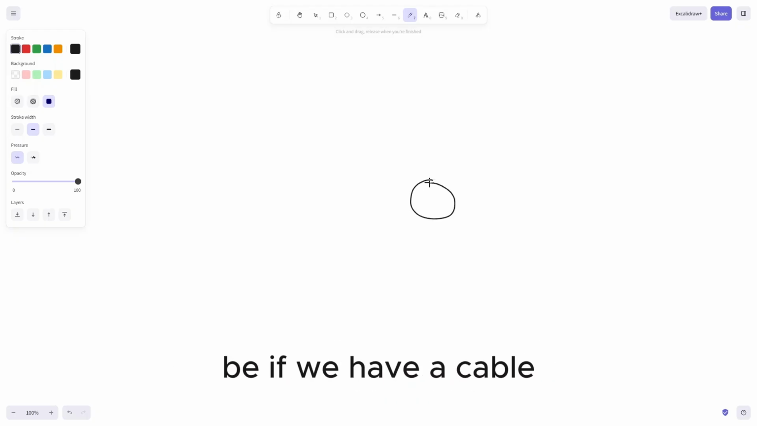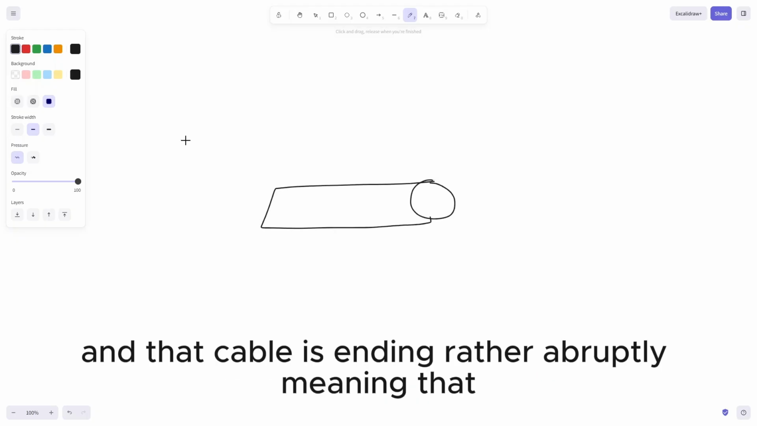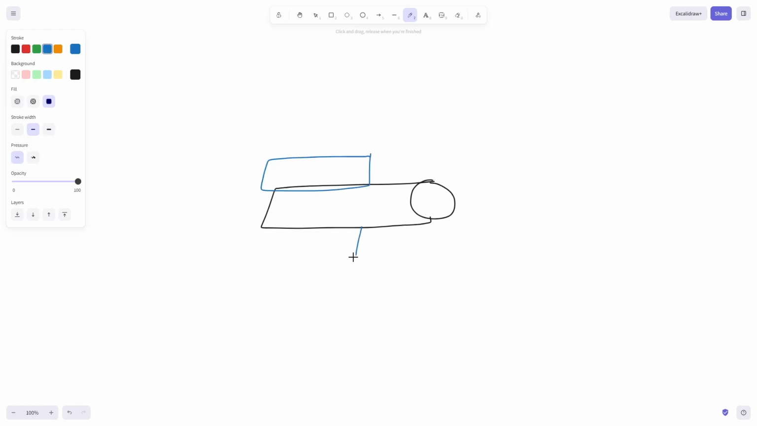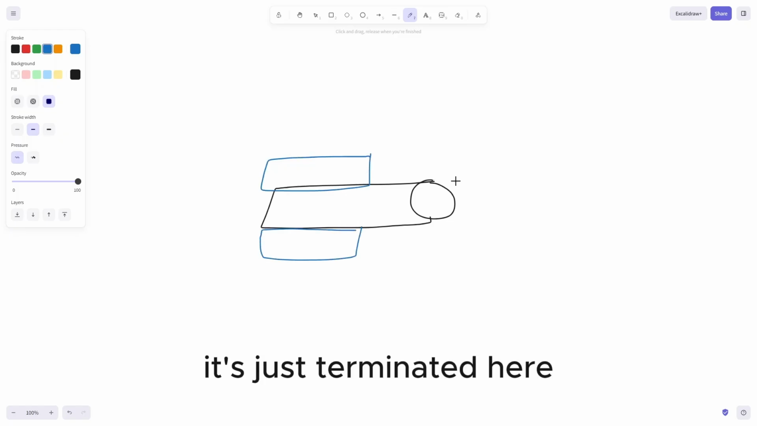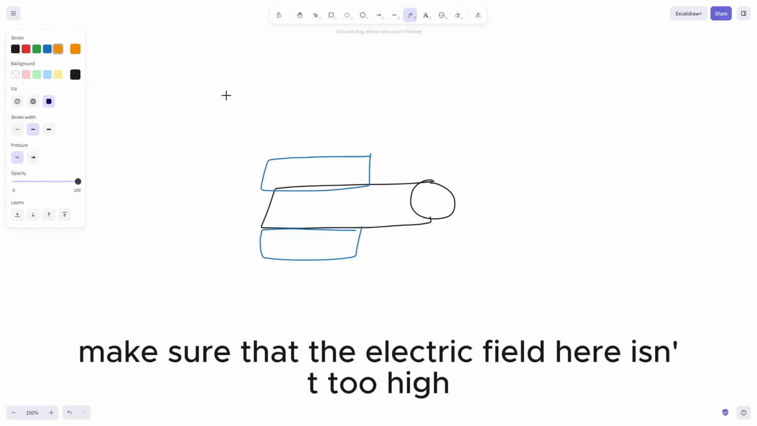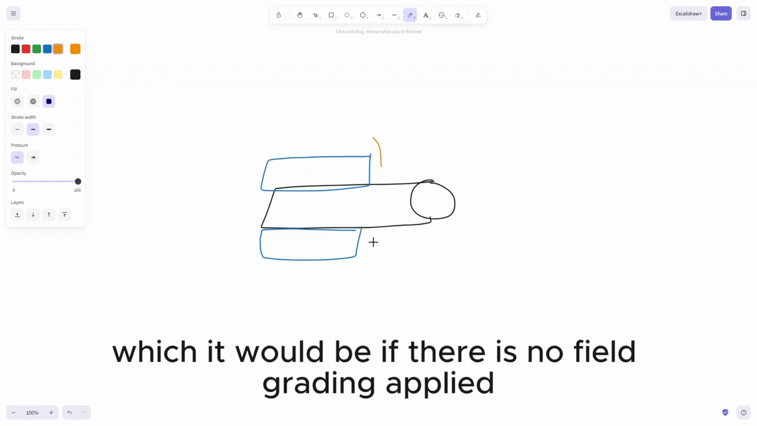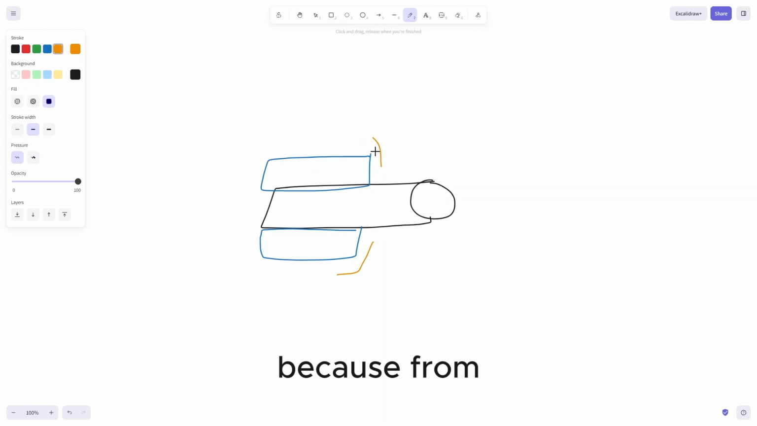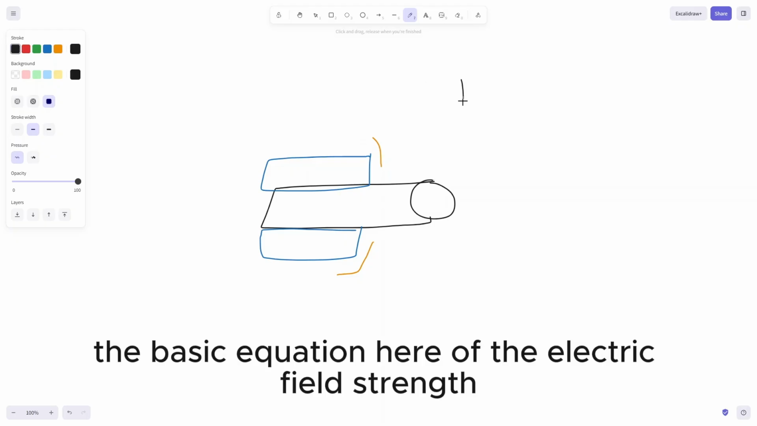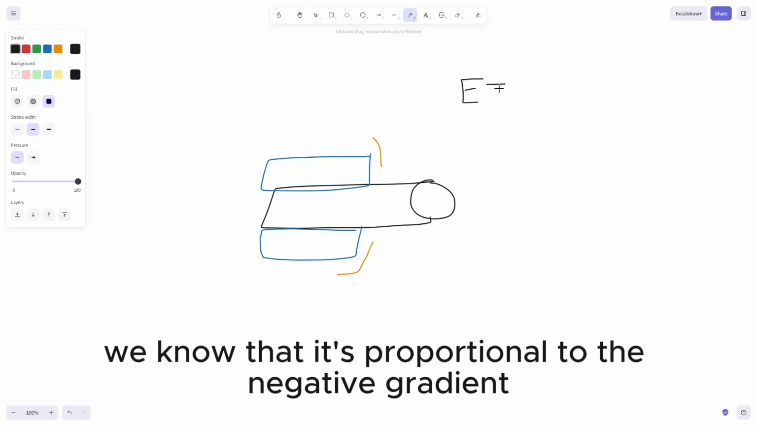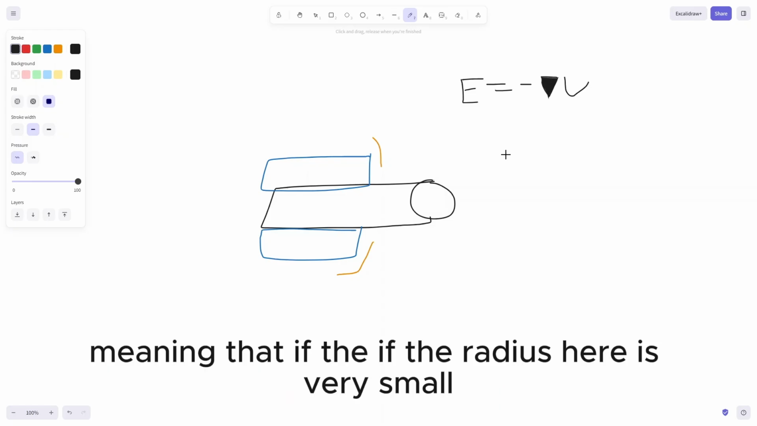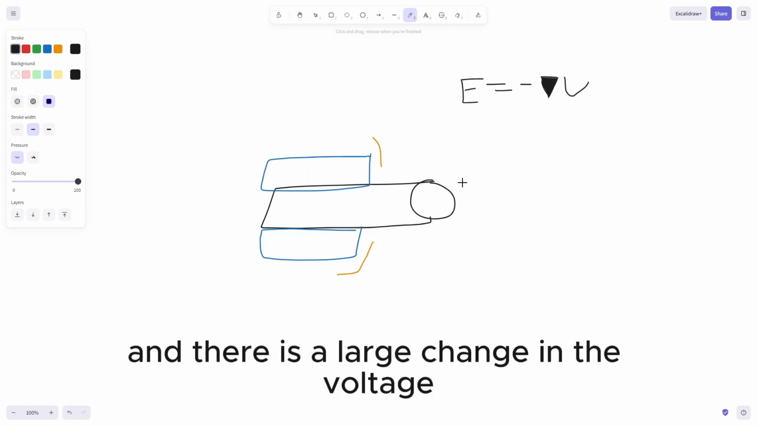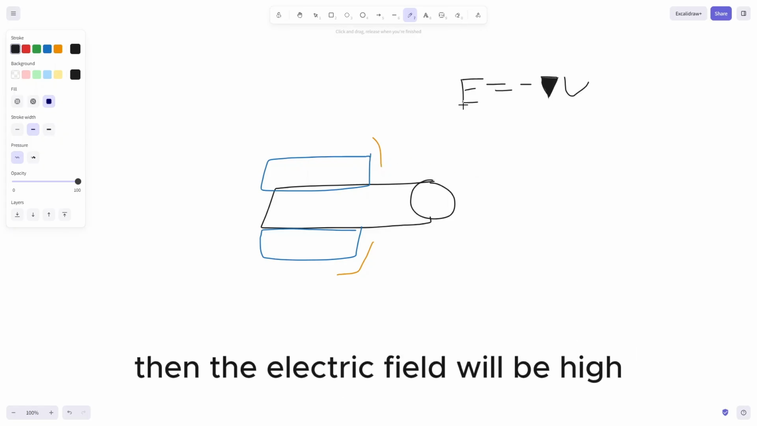That could, for example, be if we have a cable, and that cable is ending rather abruptly, meaning that it's just terminated here, and we want to make sure that the electric field here isn't too high, which it would be if there's no field grading applied, because from the basic equation here of the electric field strength, we know that it's proportional to the negative gradient of the voltage, meaning that if the radius here is very small and there is a large change in the voltage, then the electric field will be high, which is the case here.